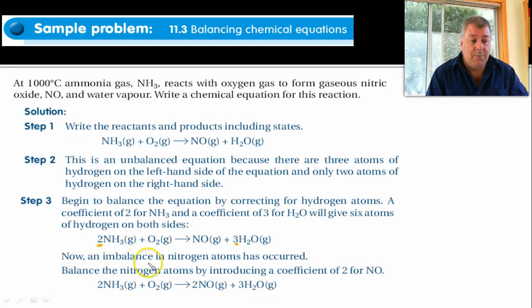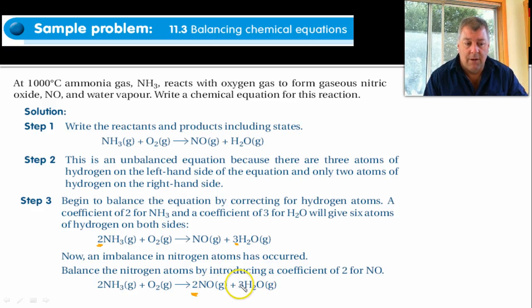Okay, so now an imbalance in nitrogen has occurred. To balance the nitrogen atoms, they add a coefficient of 2. So they put this 2 here now. Now that's 2 nitrogens there, 2 nitrogens there. Now can you see the flow-on effect of that though? How are our oxygens going? So we've balanced hydrogen, we've balanced nitrogen. What about our oxygens? Well, we've only got 2 oxygens on this side. We've got 2 plus 3.